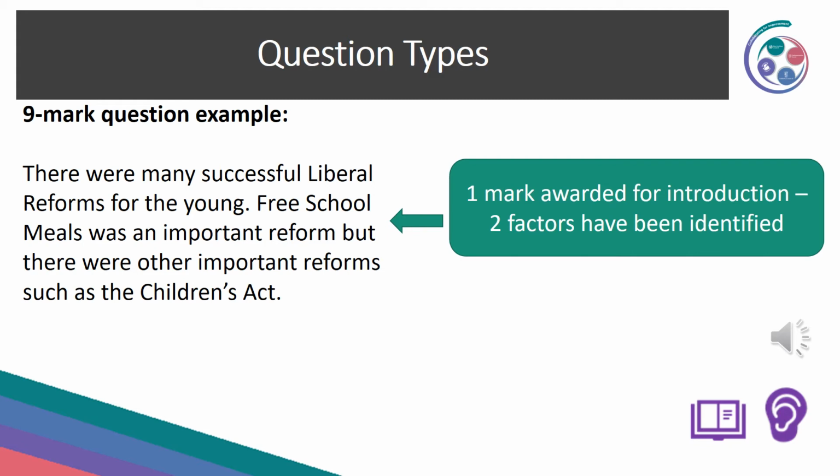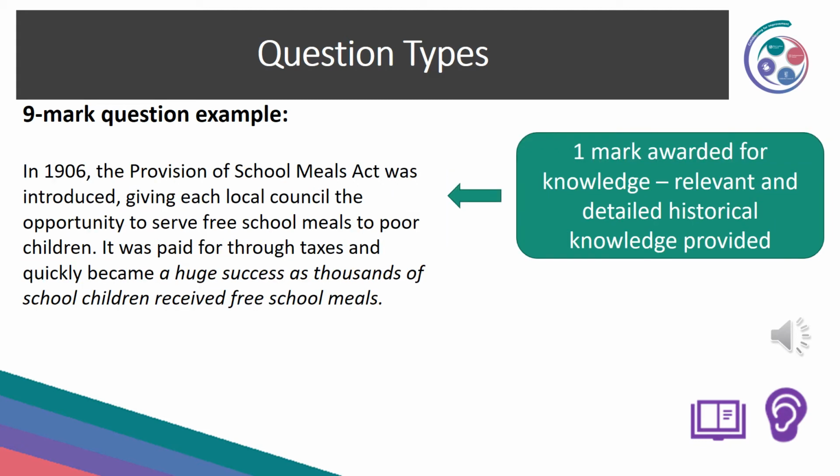There were many successful liberal reforms for the young. Free school meals was an important reform, but there were also other important reforms such as the Children's Act. The first factor is free school meals. The second factor is the Children's Act. Therefore, 1 mark would be awarded for this introduction.